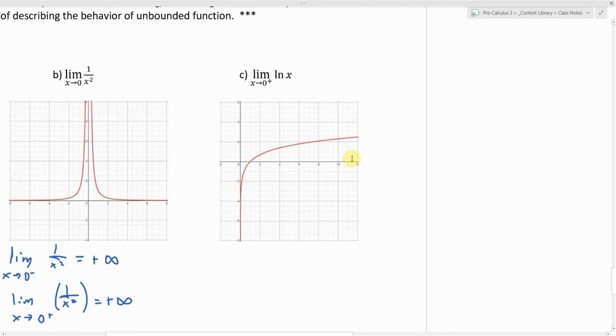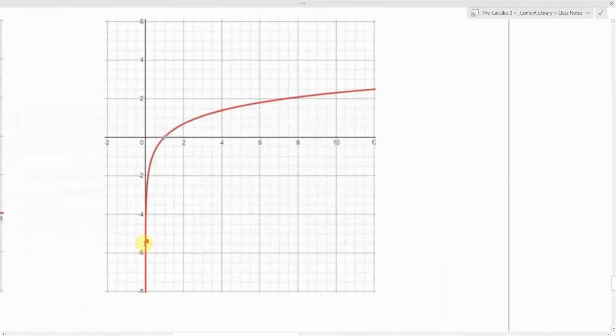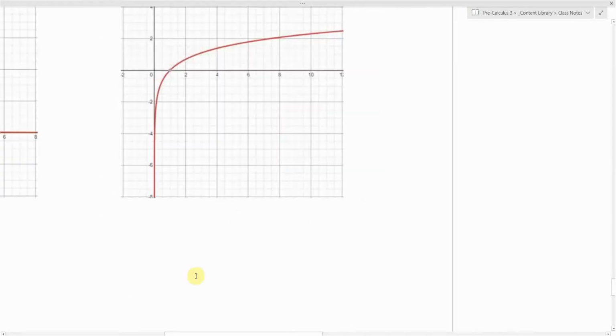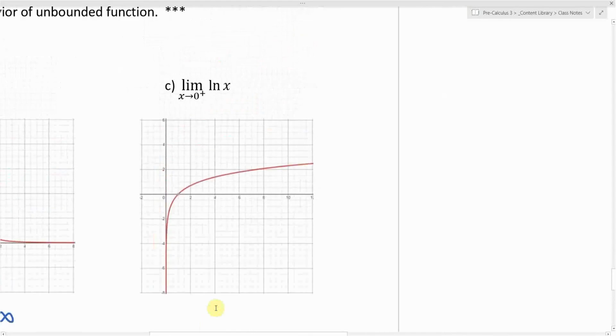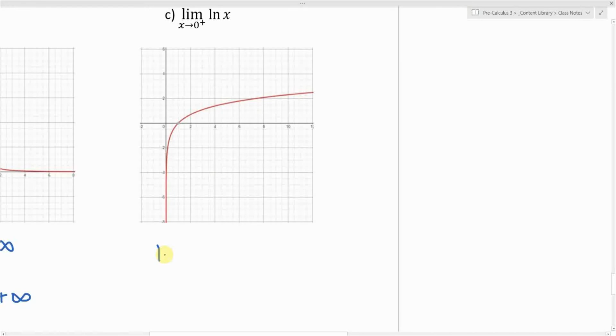And it really looks like it gets on top of the y-axis. We know better. It doesn't ever actually get on top of the y-axis. It just gets infinitely close to it. So as x gets infinitely close to 0, the function value heads down toward negative infinity. So we can say the limit as x approaches 0 from the right of the natural log of x equals negative infinity.